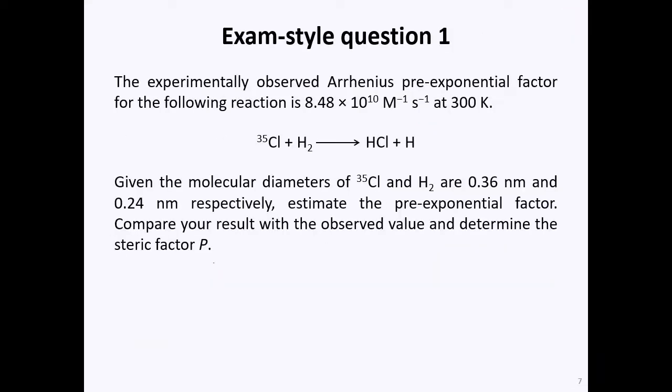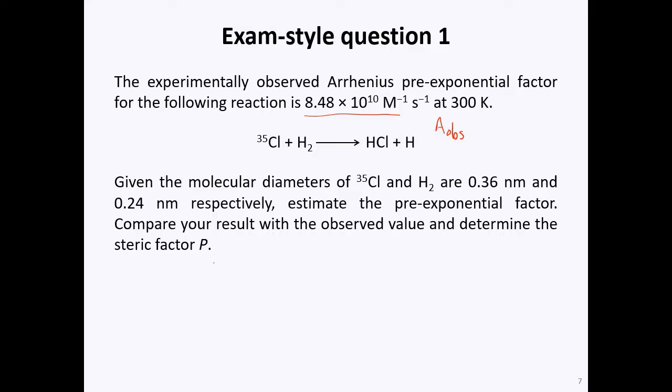Okay, the final part of this recording concerns an exam style question on collision theory. This is the sort of thing that might turn up either in the problem sheet or in the final open book assessment. Obviously you can read the question. We're given an experimentally observed Arrhenius pre-exponential factor, so that's this, and this would be the same as A observed. And we're given a reaction and a temperature.